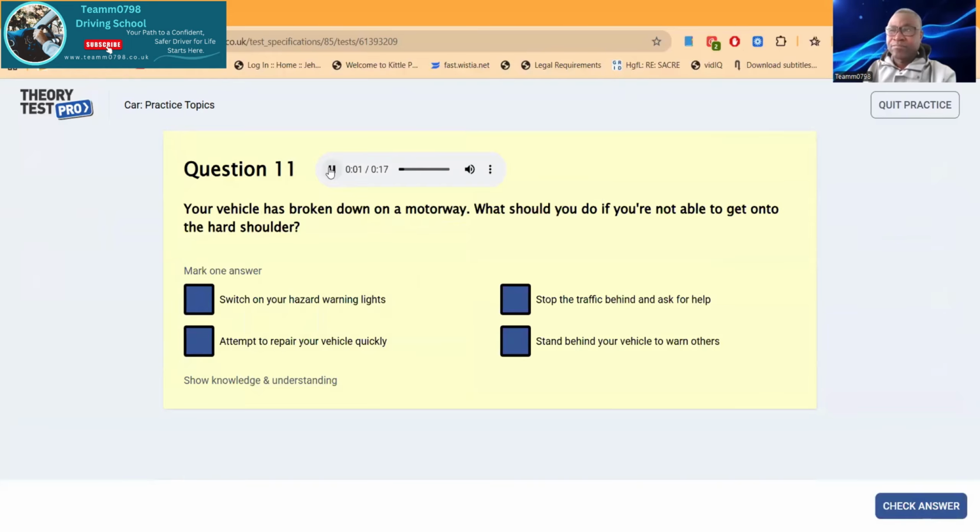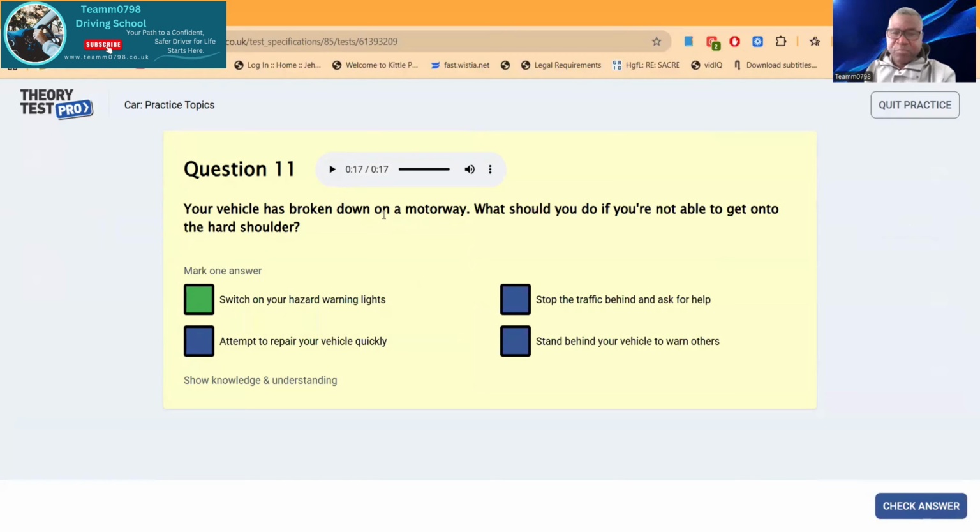Your vehicle has broken down on a motorway. What should you do if you are not able to get onto the hard shoulder? Switch on your hazard warning lights. Stop the traffic behind and ask for help. Attempt to repair your vehicle quickly. Stand behind your vehicle to warn others.